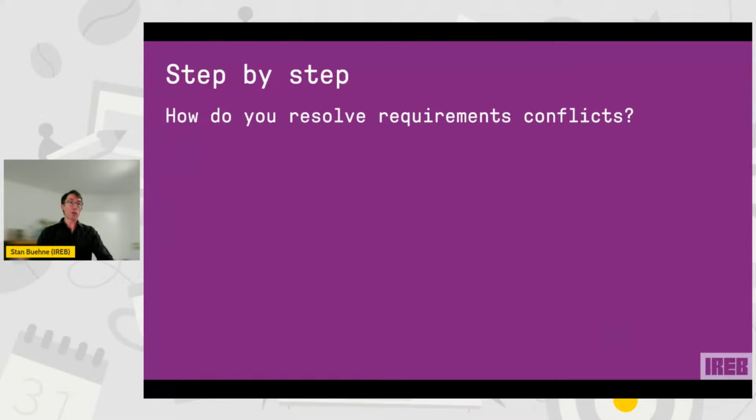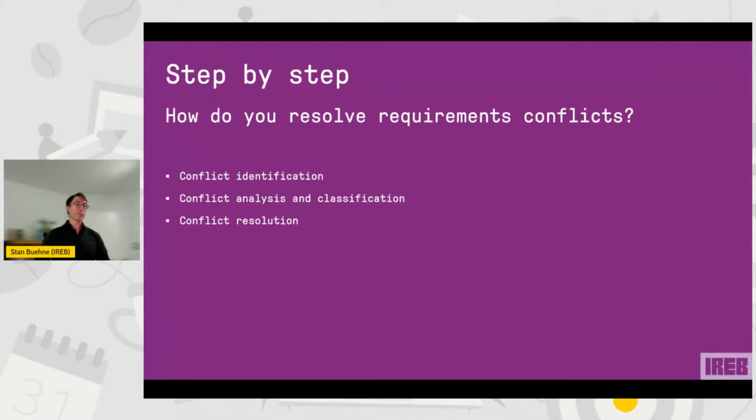So step by step, how to resolve conflicts. Identify, make this analysis and classify what kind of conflict it is, data conflict, interest conflict, whatever. Try to find a conflict resolution with variance, compromise, agreement, or overruling in the worst case, and document the resolution. I think these are the 4 major steps that you need to go through when you identify a conflict to find a proper resolution.